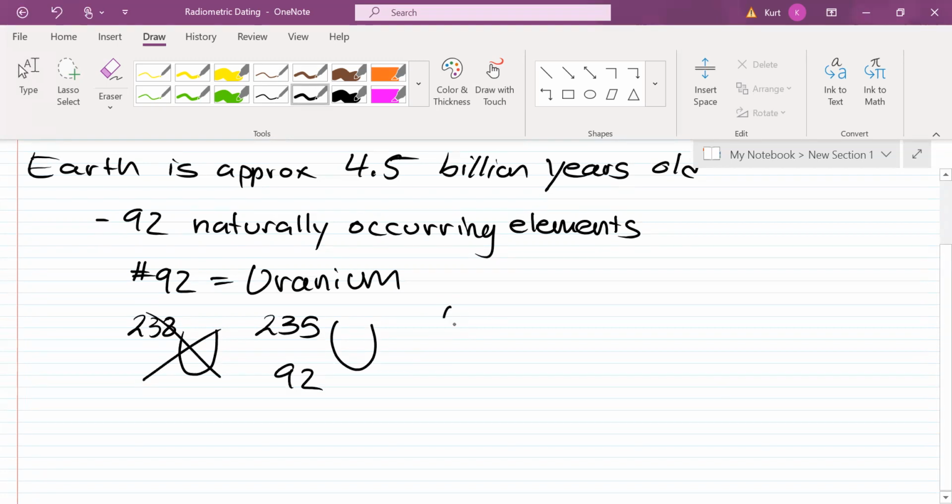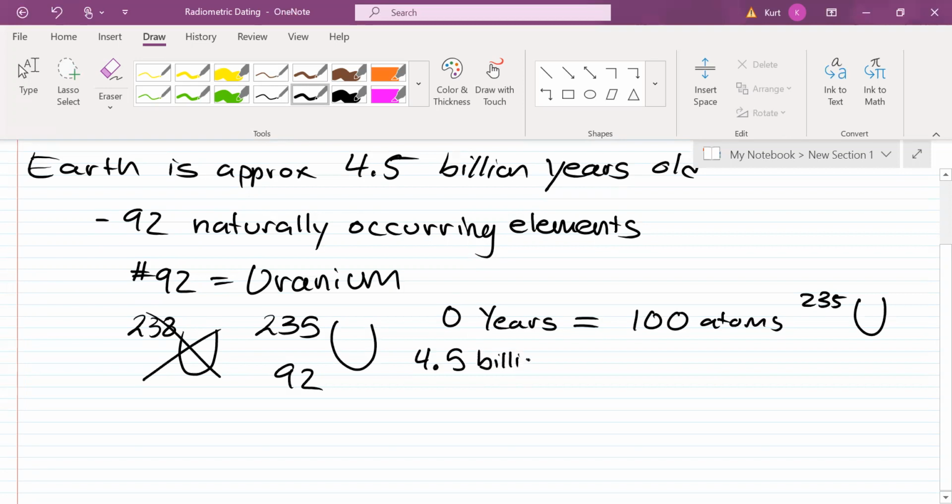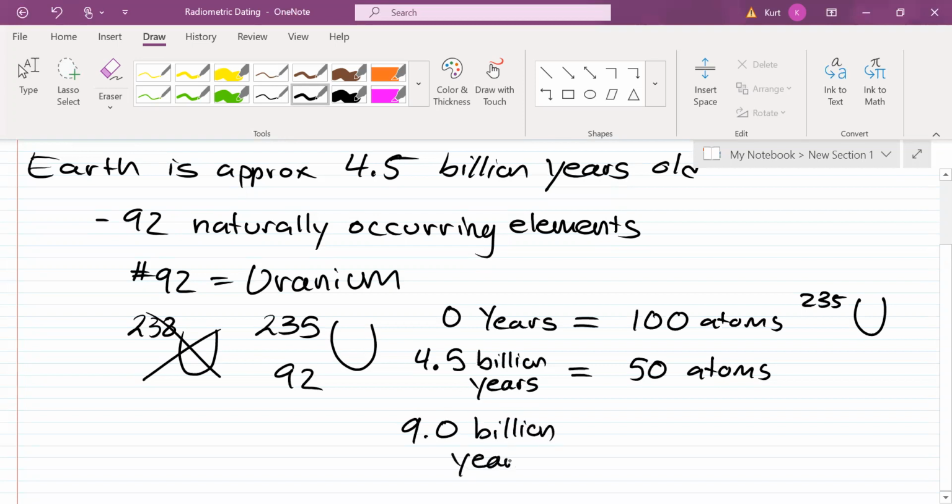So imagine that at 0 years, I had 100 atoms of uranium-235. Okay? After 4.5 billion years, I will now have half of this. I will have 50 atoms. And then after another 4.5 billion years, which is going to be 9 billion years later, I would have 25. These are called half-lives. And I'm going to get all into half-lives a little bit later.